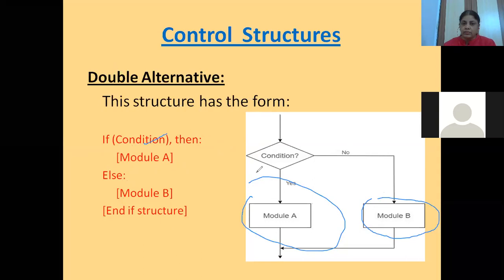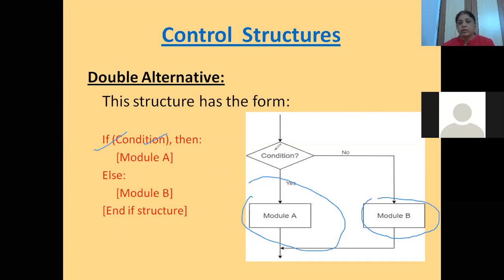But while writing an algorithm, you have to follow this format: if condition then, else colon. The square brackets can be used to write comments. If you want to write comments in your algorithm, you have to use square brackets. So, understood double alternative? We have done many programs on that.